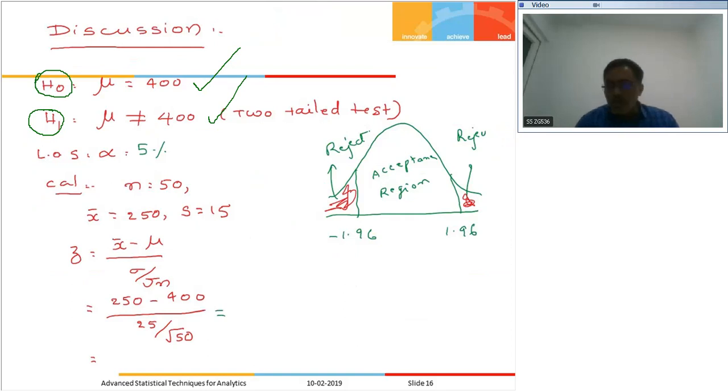So mu is not equal to 400 means what? It can be greater than 400 or it can be less than 400, right? Mu not equal to 400 means it can be greater than 400 or less than 400. Therefore, we say it falls under a two-tailed test.